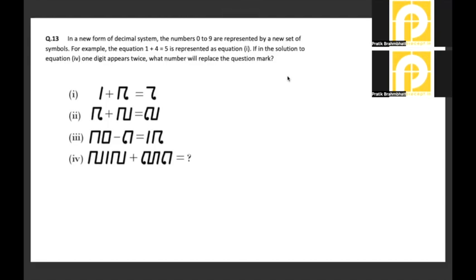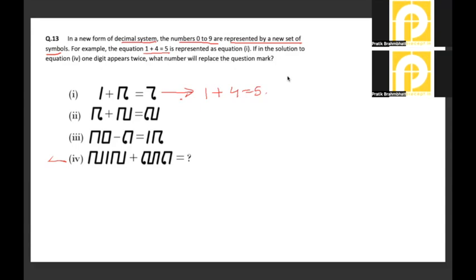This one. So here, we are given 4 equations. This equation corresponds to 1 plus 4 is equal to 5. In a new form of decimal system, the numbers 0 to 9 are represented by a new set of symbols, which are provided here. One example is given where the first equation is 1 plus 4 is equal to 5. If in the solution to equation 4 this one digit appears twice, which number will replace the question mark is what we have to find.